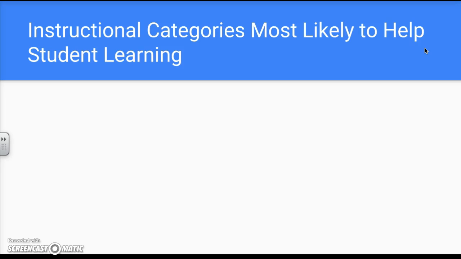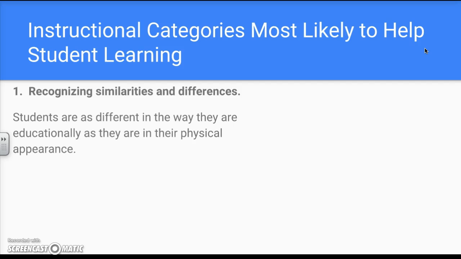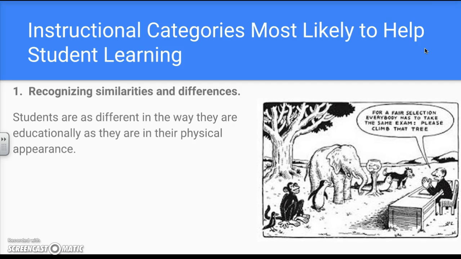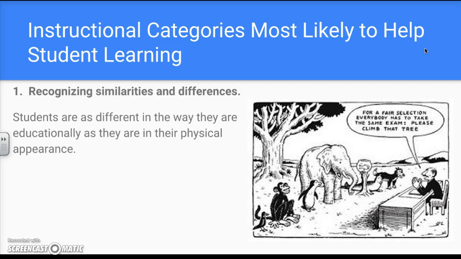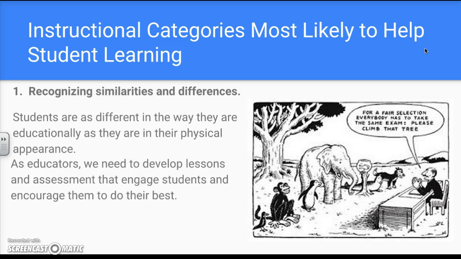There are 9 strategies that are most likely to help student learning. Throughout our discussion this week, our group focused our discussion on 4 of these strategies. The first strategy we discussed is number 1, recognizing similarities and differences. Our students are as different in the way they are educationally as the way they are in their physical appearance. As educators, we need to develop lessons and assessments that engage and encourage students to do their best given their similarities and differences.